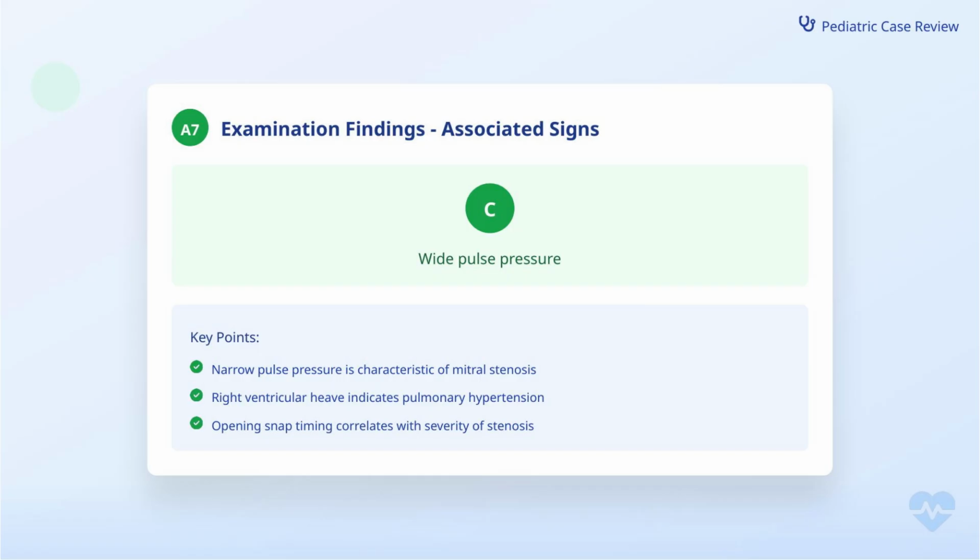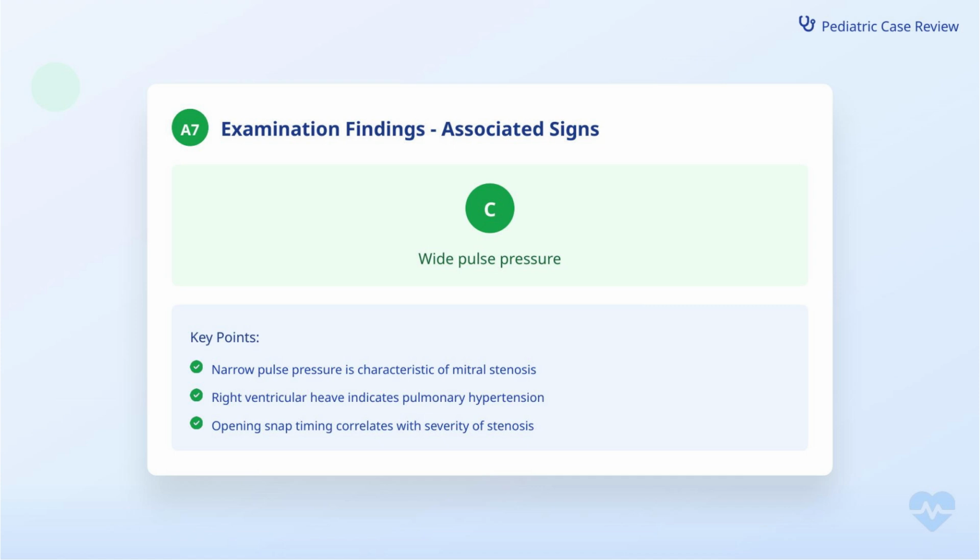In mitral stenosis, a narrow pulse pressure is actually expected, not a wide one. This occurs because the reduced cardiac output and fixed stroke volume lead to a smaller difference between systolic and diastolic blood pressure. Option A, right ventricular heave, is expected in mitral stenosis as it indicates pulmonary hypertension, which develops secondary to chronic left atrial pressure elevation.